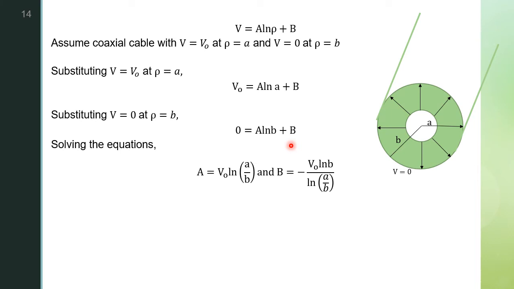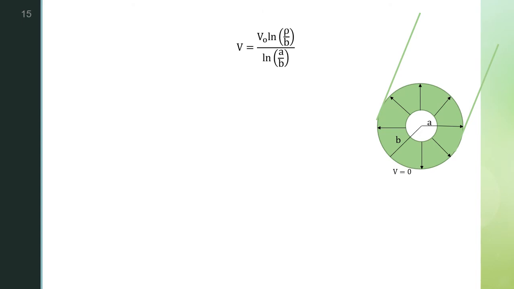Solving these two equations, we will get the value of A as V0 into ln A by B, and B is equal to minus V0 ln B by ln A by B. Substituting it back into the expression for V, we will get V is equal to V0 ln rho by B divided by ln A by B. So this is the expression for potential, which is only a function of rho.